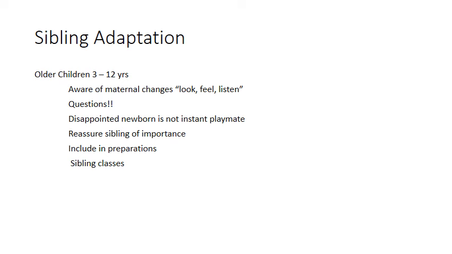Older children, 3 to 12, are aware of maternal changes; they look, feel, listen. They have lots of questions. Of course, they want the newborn to be an instant playmate, and that's not going to happen. They want to feel important. They want to be involved in preparations for the baby. They want to talk about the baby. Some organizations have sibling classes that are very good for them. So you want to include a 3 to 12-year-old. They generally want to feel important, a big brother or big sister.